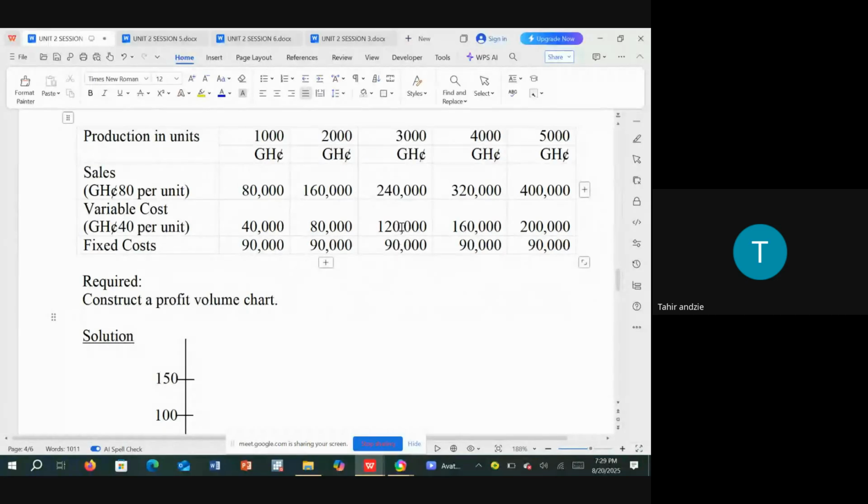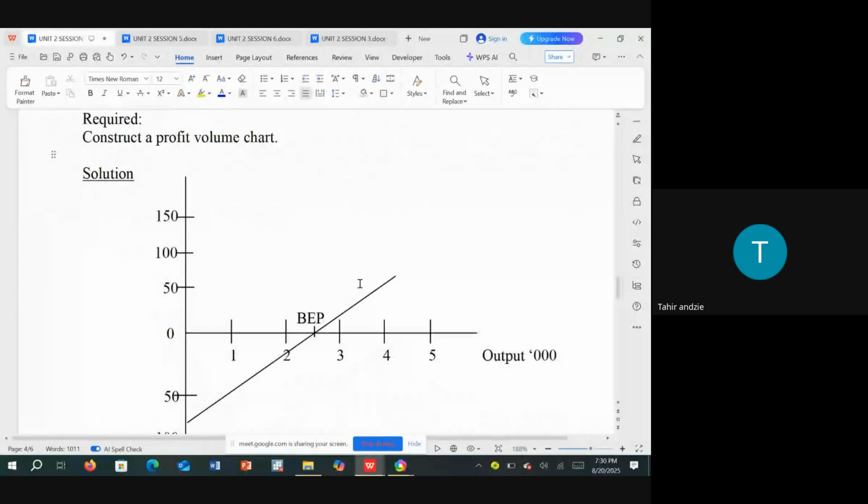Now the profit moves. This is 140,000. Total cost now becomes 210,000. So we have a profit of 30,000. So at output 3,000, the profit is 30,000. So it tells you clearly that the quantity to break even is more than 2,000 and between 3,000, and that is exactly here.